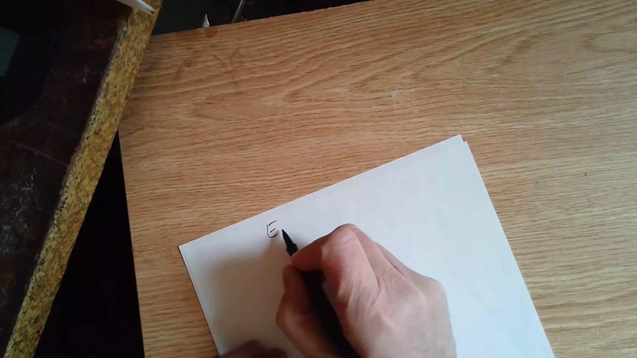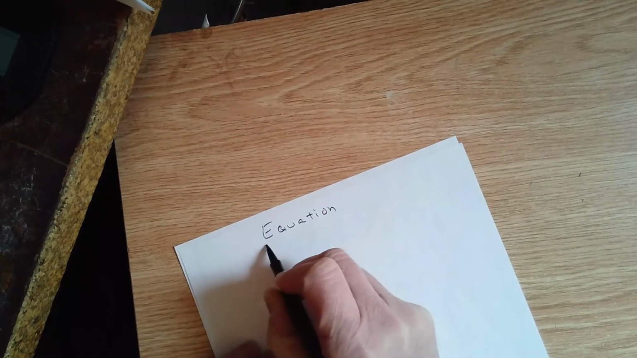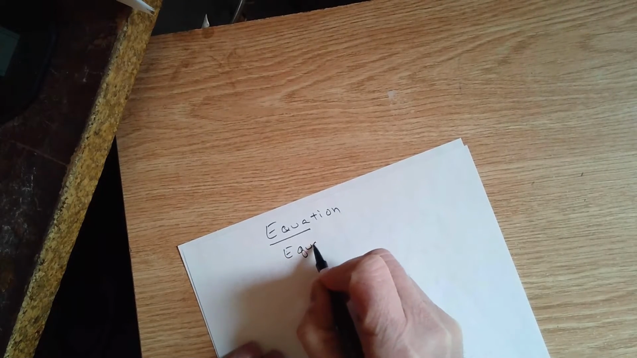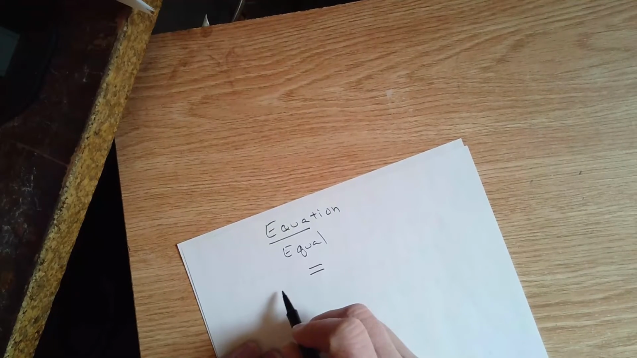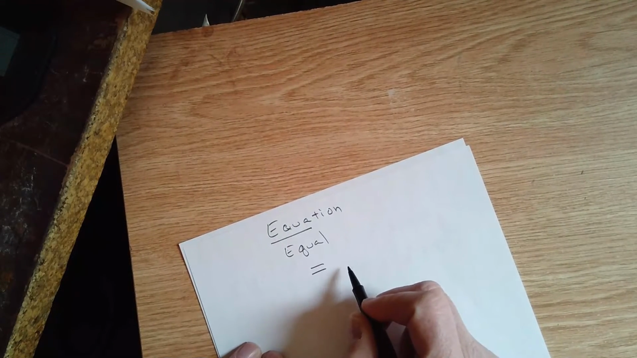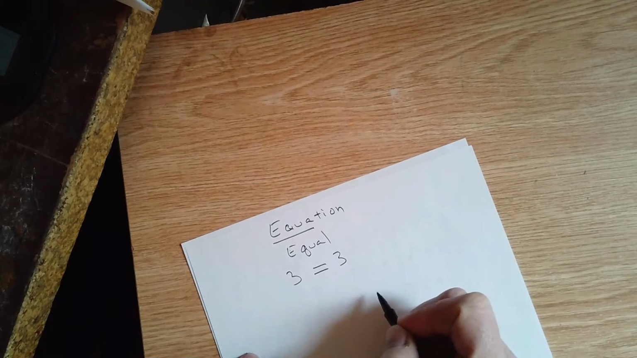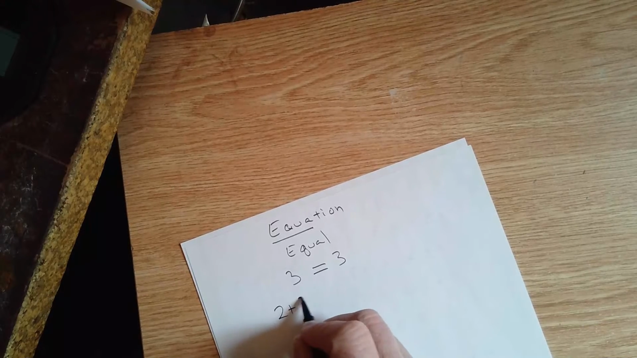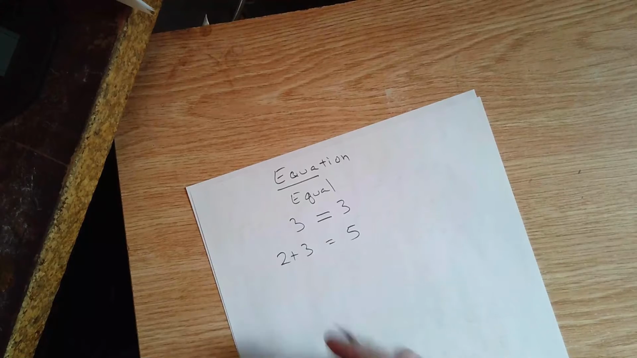So today we're going to talk about equations. Look at this part. Equal. The point is that whatever you have on one side has to be equal to the other. So 3 equals 3. 2 plus 3 equals 5. Same numbers. Okay.